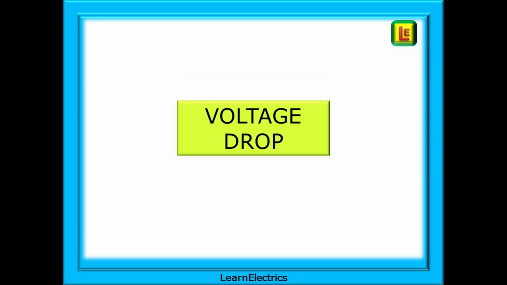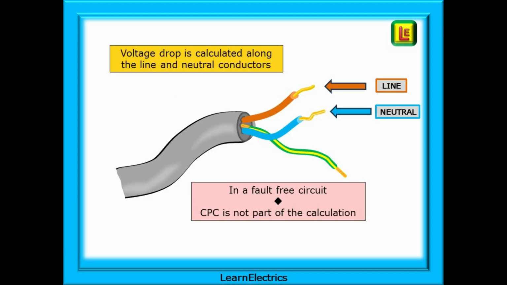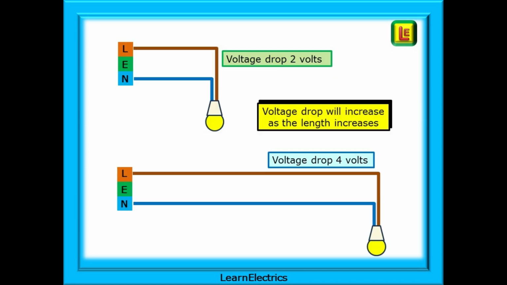Now we can look at voltage drop and the relevant calculation and tables. Voltage drop is calculated along the line and neutral conductors. How much voltage is lost in the cable? We are looking at a fault-free circuit here, so the CPC or earth is not part of the calculation. Voltage drop will increase as the length of the conductors increases.